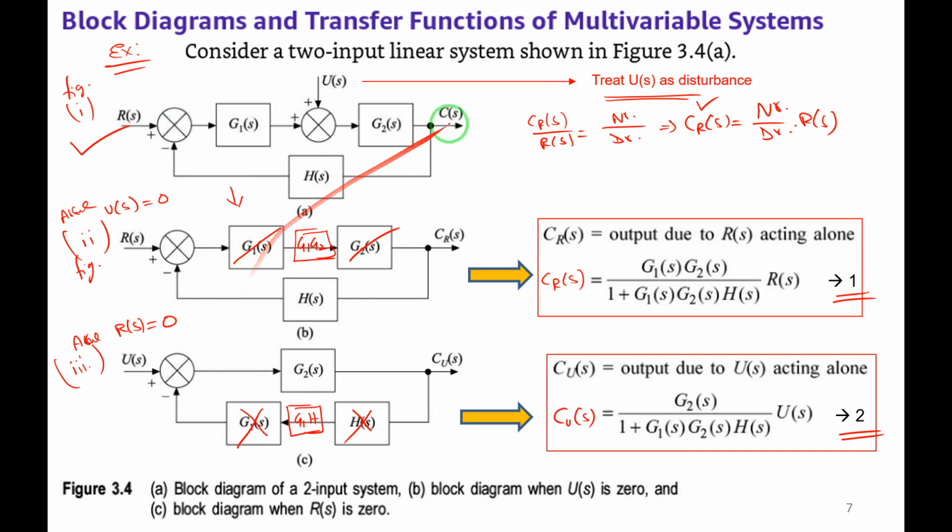Next, if I want the total response of the system, then I will make use of the principle of superposition, and I will add figure 2 and figure 3, meaning CR(s) and CU(s). CR(s) plus CU(s) is equal to C(s). Right? CR(s) plus CU(s) is equal to C(s). I hope you are getting it.